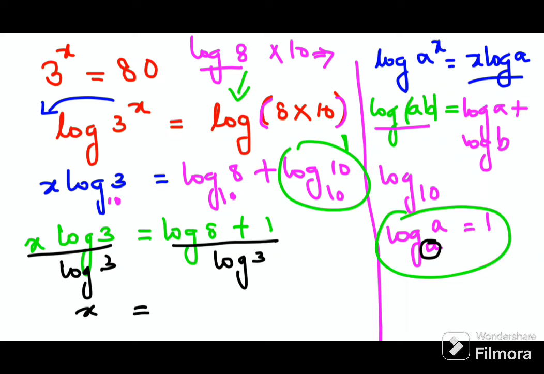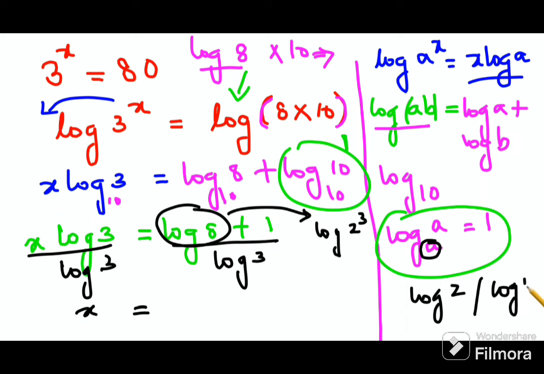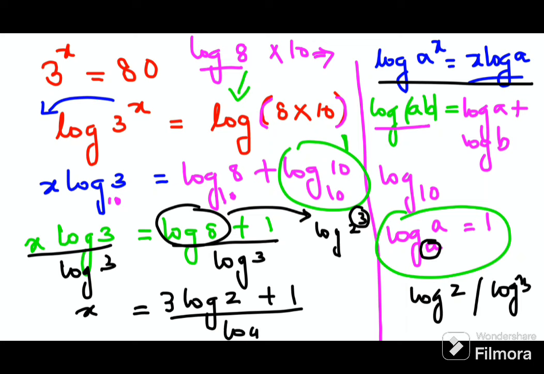Now remember, this log 8 can also be written as log of 2 cube, right? Now, why did I simplify this? Because maximum students know the value of log 2 and log 3. And in case you don't know, you should actually learn it by heart, because maximum number of your questions will have somewhere log 2 or log 3. So here again applying this logic, I will put the 3 ahead. So you will have 3 log 2 plus 1 upon log 3.